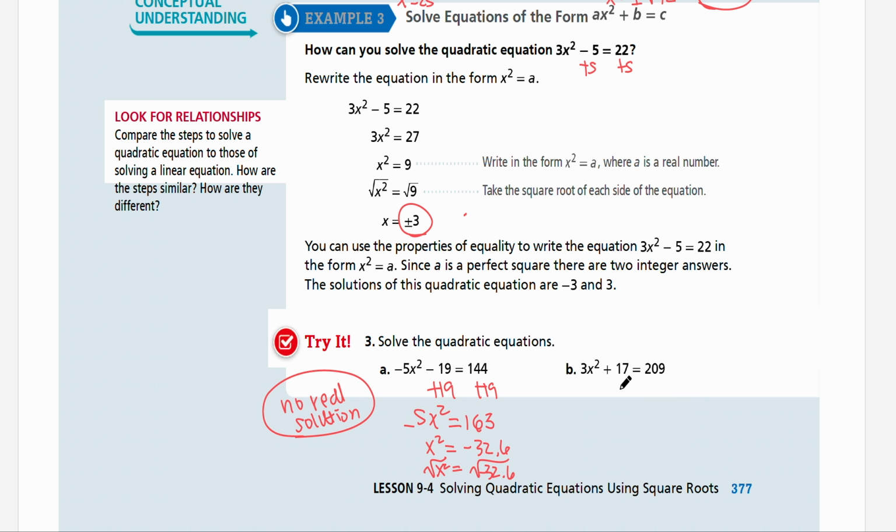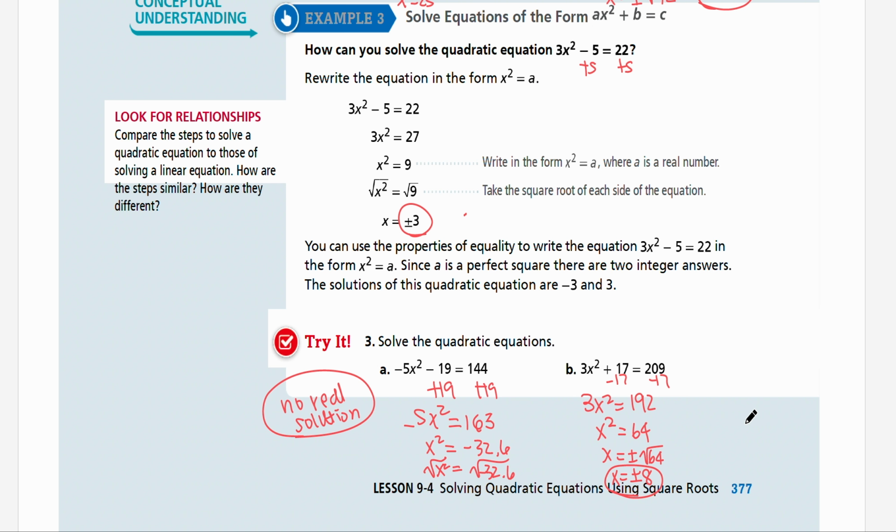Okay, part B. Subtract 17 on both sides. And then you'll have 3x squared equals 192. And then divide by 3. You'll get 64. Root both sides, and you have plus or minus root 64, which is a perfect square, and that's equal to plus or minus 8. Okay, that was example 3.